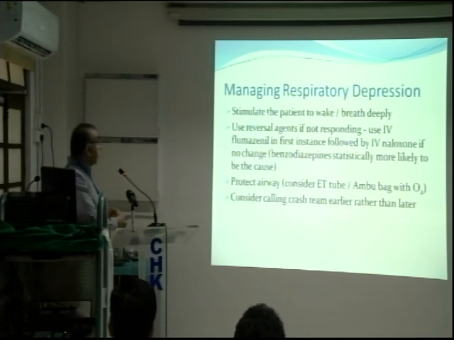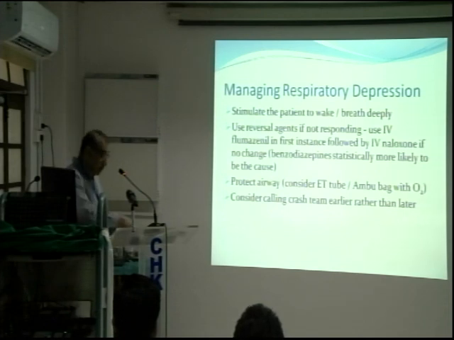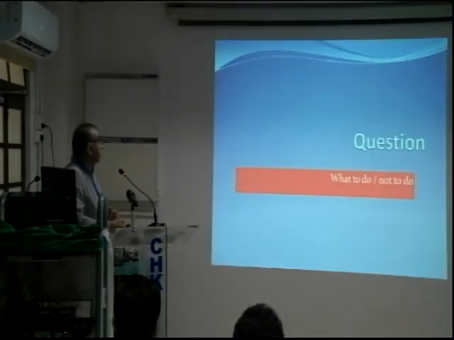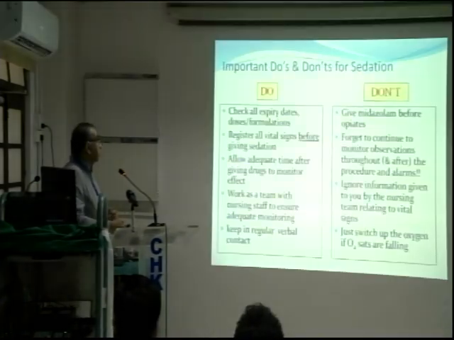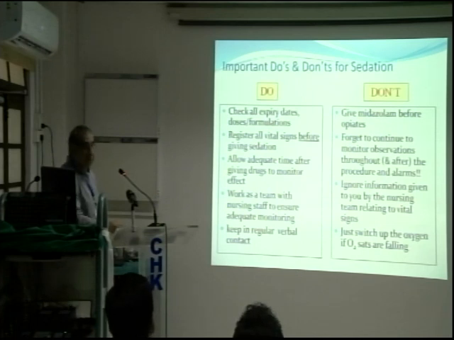So if you see the patient's breathing going off, stimulate the patient, try to wake him. Most of the time it will work. If not, then use flumazenil and naloxone. Protect the airway, use the ambu bag, and if needed, call the cardiac arrest team. Okay? What to do and what not to do.